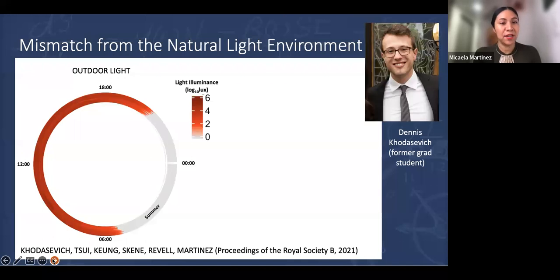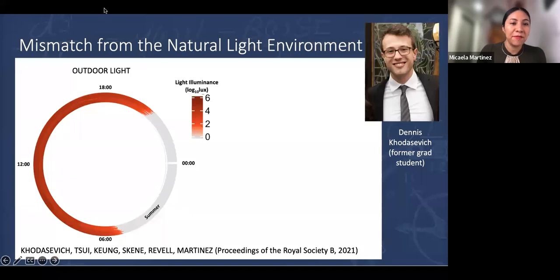And what we also did is we put light sensors outside in New York City as well, because our participants were living in New York City and also in New Jersey. And so what we wanted to do is compare the amount of light that is occurring outside in an environment that includes both light pollution and natural light cycles, and compare that to what people were experiencing.